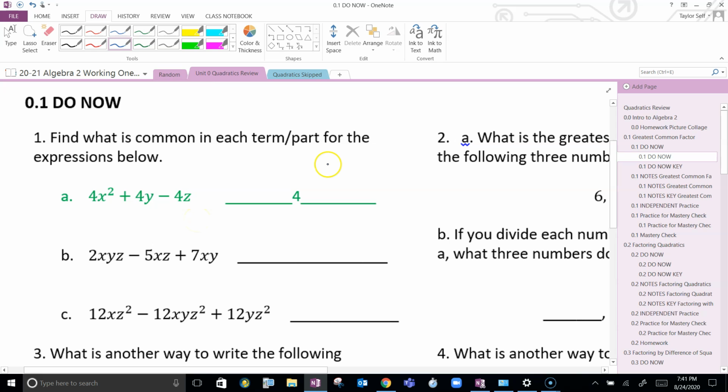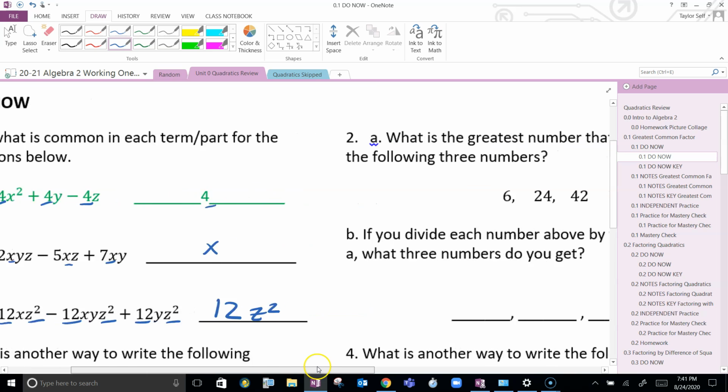Find what's common in each term or part for the expression below. Here was an example. They all three had 4. Each part had 4 in it, so that was what was in common. So for this example, we have x's in all 3 of them, and that's it. So those 3 parts only had x in common. For this example, they all had 12, and they all had z to the second power, or z squared. That was what was in common with each piece.